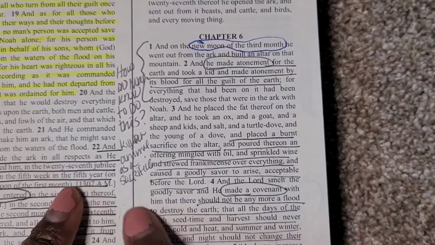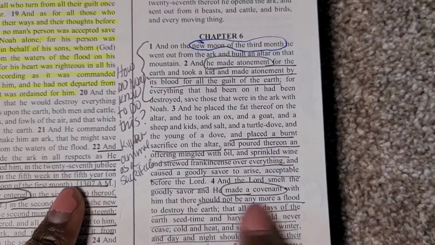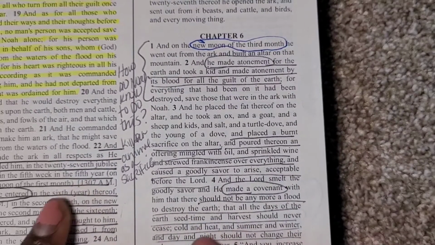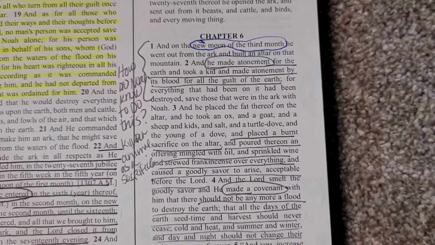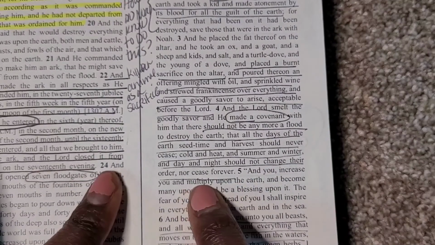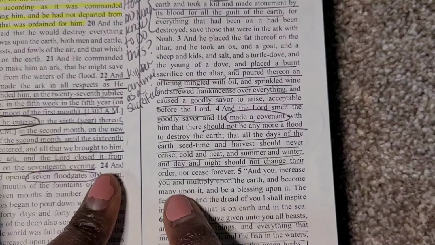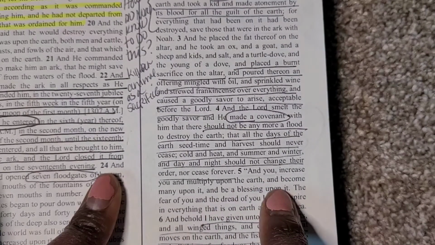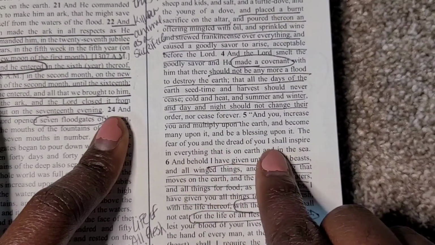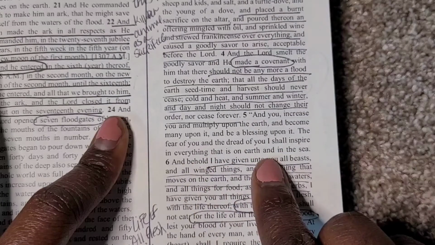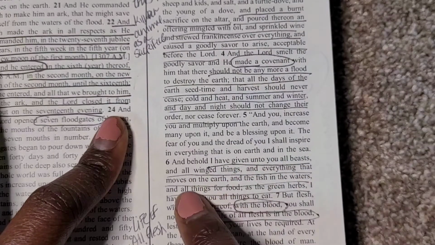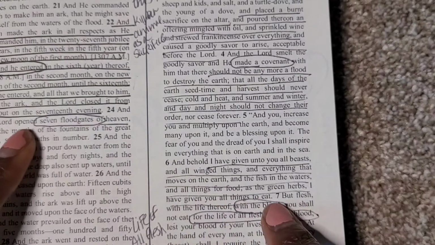Okay. So it says, and he made a covenant with him that there should not be any more flood to destroy the earth, that all the days of the earth, seed time and harvest, should never cease. Cold and heat, and summer and winter, and day and night should not change their order nor cease forever. And you increase and multiply upon the earth, and become many upon it, and a blessing upon it. The fear of you and the dread of you shall I inspire in everything that is on earth and in the sea. And behold, I have given unto you all beasts and all winged things and everything that moves on the earth, and the fish in the waters, and all the things for food, for the green herbs.